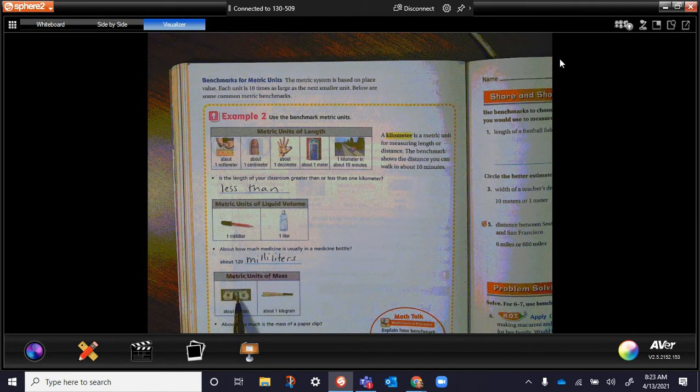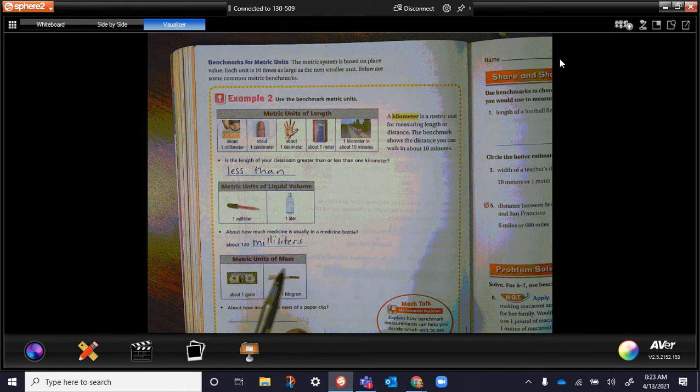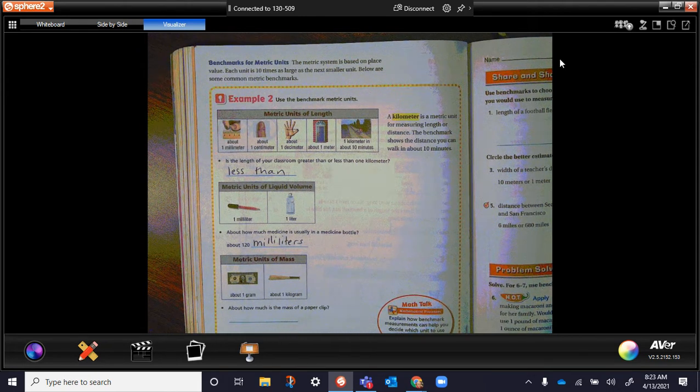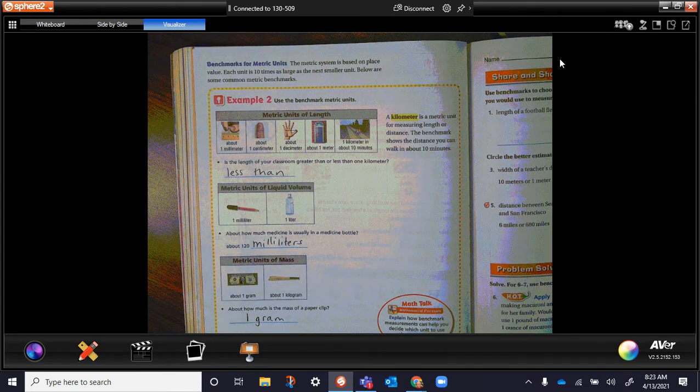So think about what it would feel like if you put a dollar bill in your hand versus a baseball bat. So it says about how much is the mass of a paper clip. Paper clip would be closer to what? 1 gram, about the dollar. Okay, so very, very light.